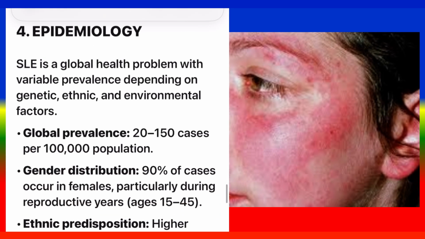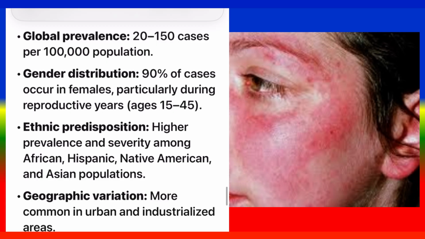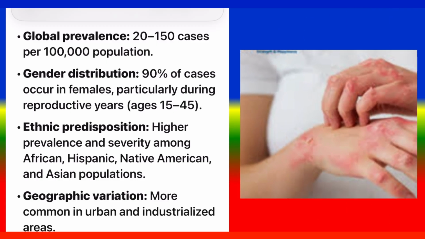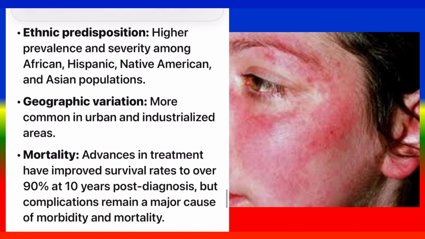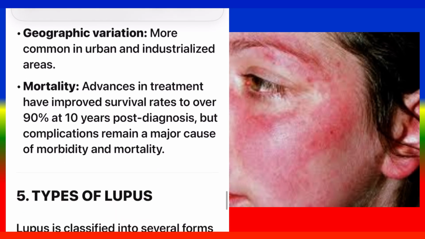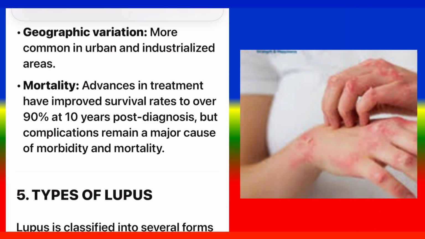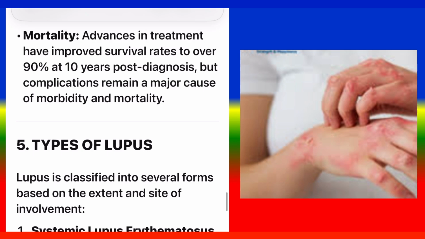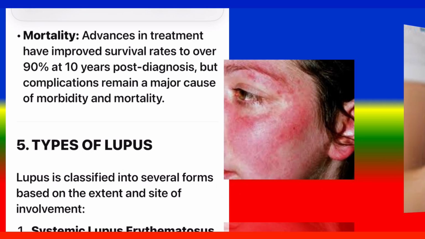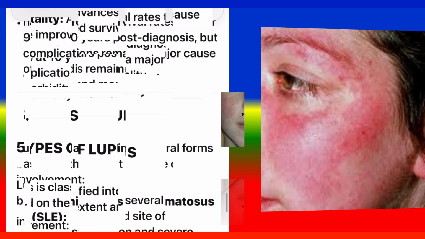4. Epidemiology. SLE is a global health problem with variable prevalence, depending on genetic, ethnic, and environmental factors. Global prevalence: 20 to 150 cases per 100,000 population. Gender distribution: 90% of cases occur in females, particularly during reproductive years, ages 15 to 45. Ethnic predisposition: higher prevalence and severity among African, Hispanic, Native American, and Asian populations. Geographic variation: more common in urban and industrialized areas. Mortality: advances in treatment have improved survival rates to over 90% at 10 years post-diagnosis, but complications remain a major cause of morbidity and mortality.